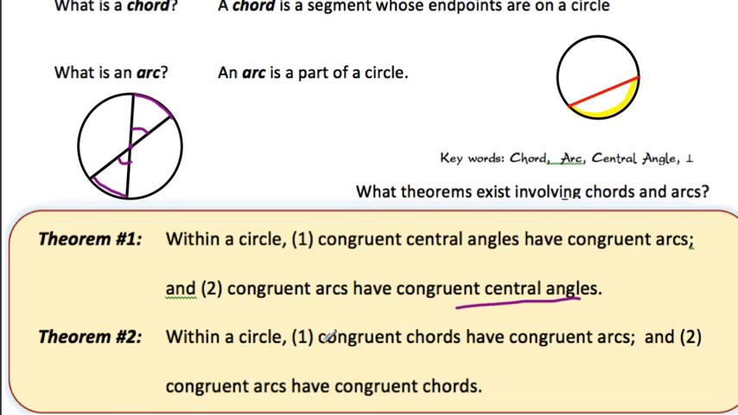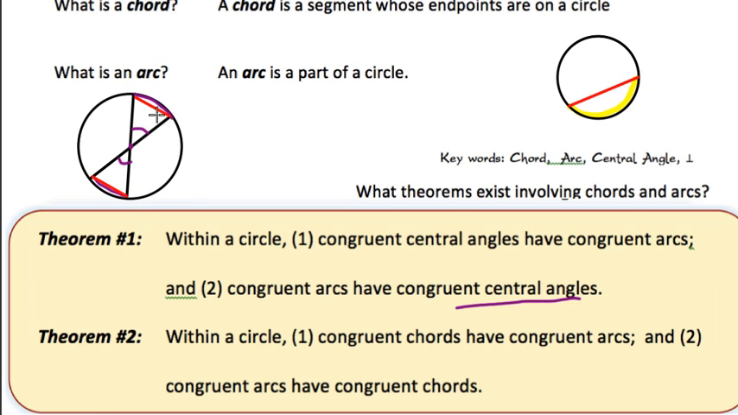Theorem number 2. Within a circle, congruent chords have congruent arcs. So what does that mean? I'm going to draw a chord for each of these arcs here. You have to be really careful. I'm going to use red. A chord is a straight line. The arc is part of a circle, so the arc is curved. The chord is not. So the chord goes straight across. The chord with the two radii is going to make a triangle. Remember, the arc is the curved part.